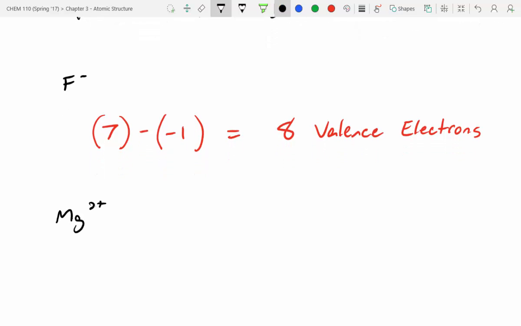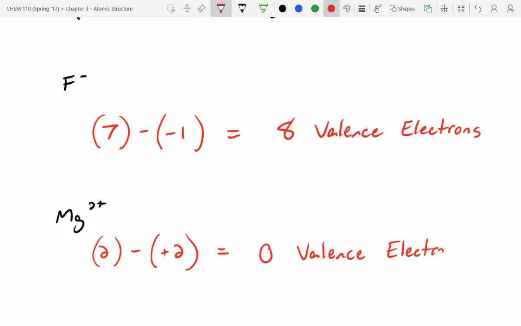Let's try magnesium 2+. So what's the main group number for magnesium? 2. It's in group 2. All right. The charge is +2, so I put +2 in here. So how many valence electrons do we have? 0. Or, another way of thinking about this is it also has 8 valence electrons too. So it can be 0 or 8. I'm fine with you drawing it either way. So basically what it means is that its inner shell is completely full and happy.